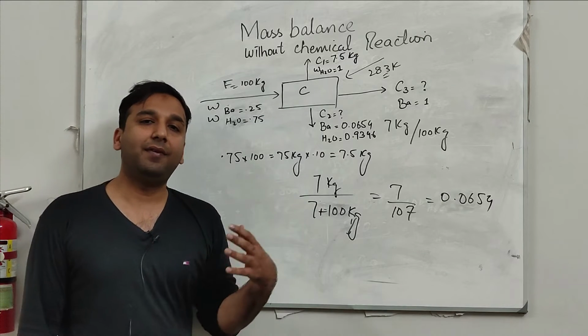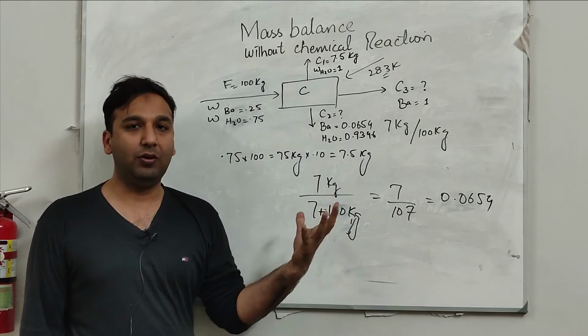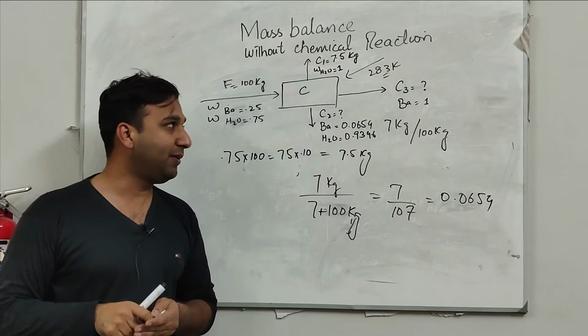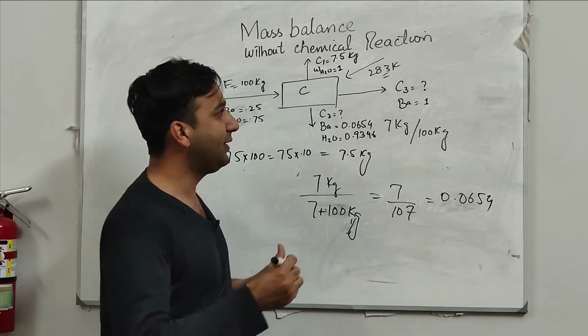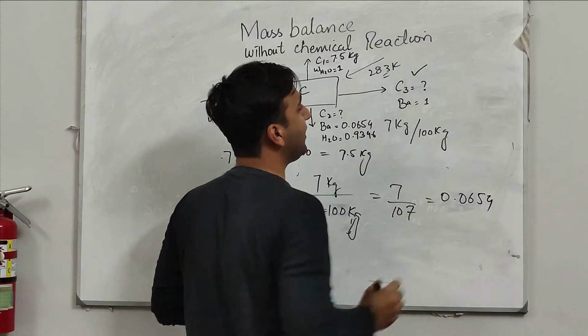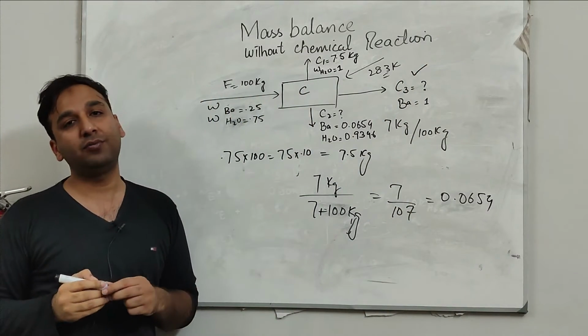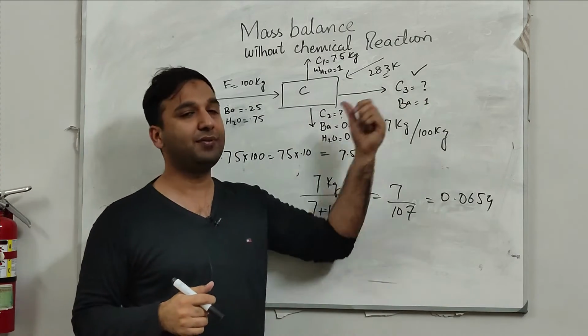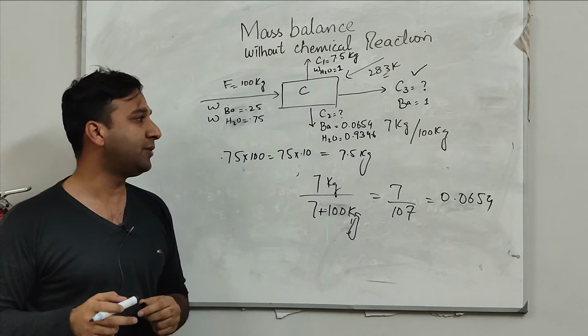Now we have found all the unknowns, so let's proceed to solve the problem. In the problem you have to find the yield of the crystals that have been produced. This is what you have to find in the problem, or you can say the mass of the crystals that has been produced.